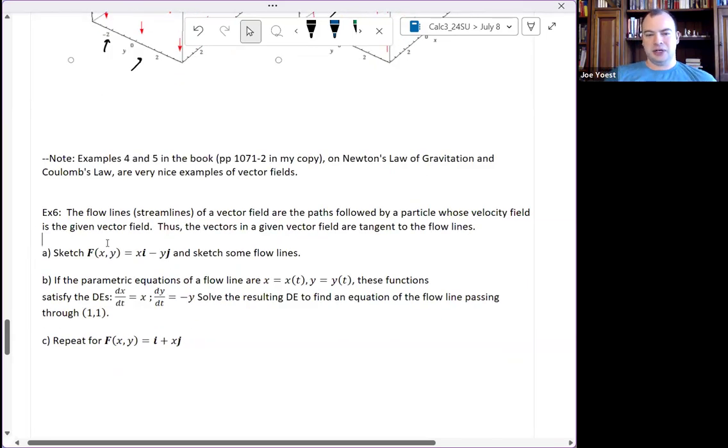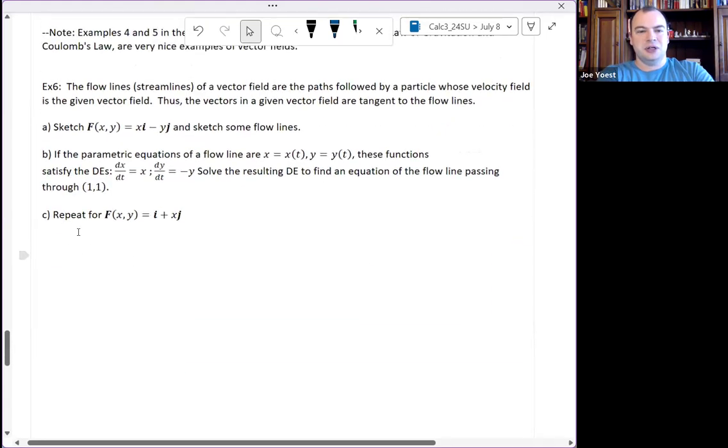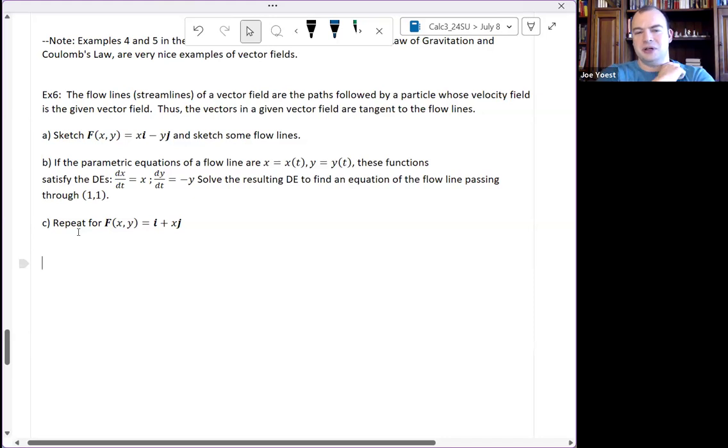Okay, so then moving on to example 6. This is an example from the book. I think it was exercises 35 and 36 from the end of 6.1, if I remember right. So I just pulled this straight out of the book, the wording and everything. The flow lines, or sometimes called the streamlines of a vector field, are the paths followed by a particle. We kind of talked about this already. So we see that the vectors in a given vector field are tangent to the flow lines.